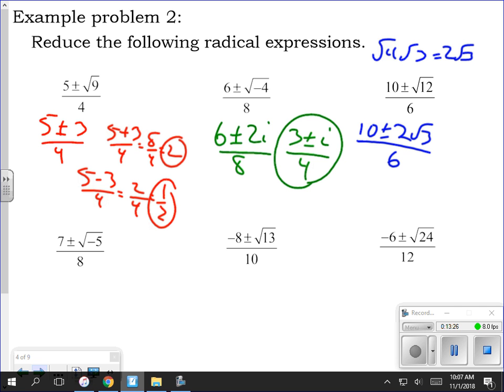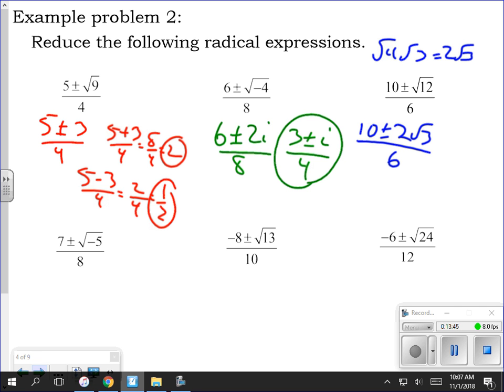So that's my first step. Simplify the radical. If at all possible, simplify the radical. Second step, can I reduce my fraction? Yes. Everything is divisible by 2. I ignore the radical portion for this. I just look at the number in front.